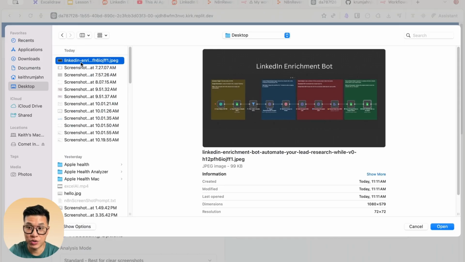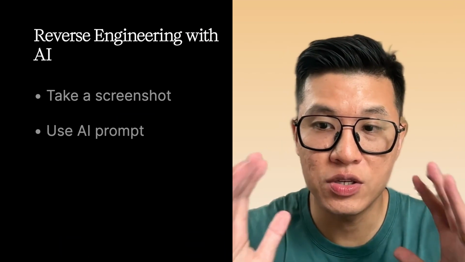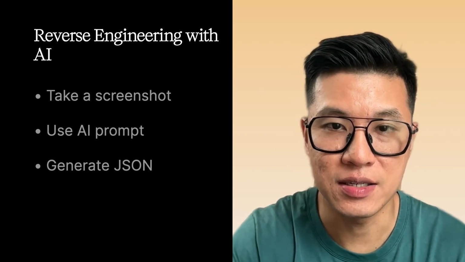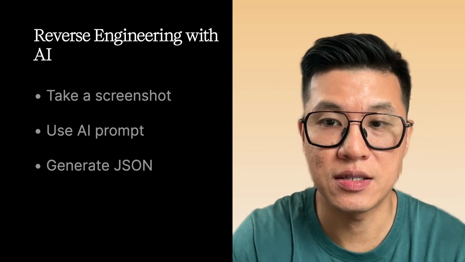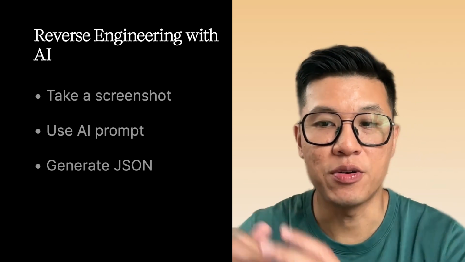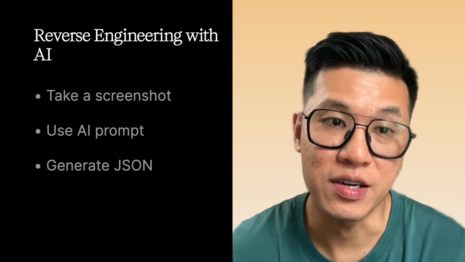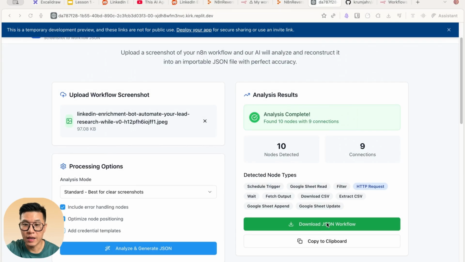This is the screenshot of the workflow, and then generate. So what's happening behind the scenes is that I have a prompt that takes the screenshot and reverse engineers it, and then it spits out the JSON file so I can import it into N8N. So let's see how it goes. Okay, and let's download the JSON.